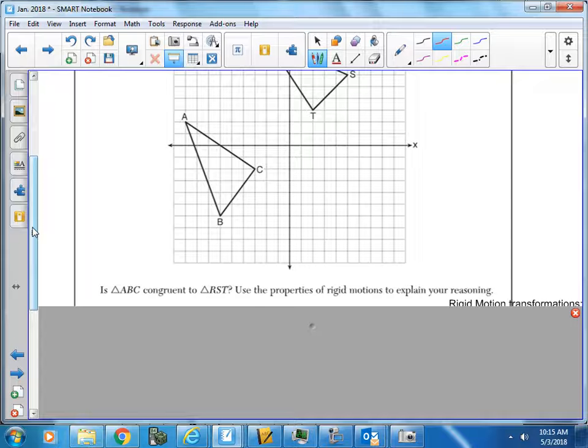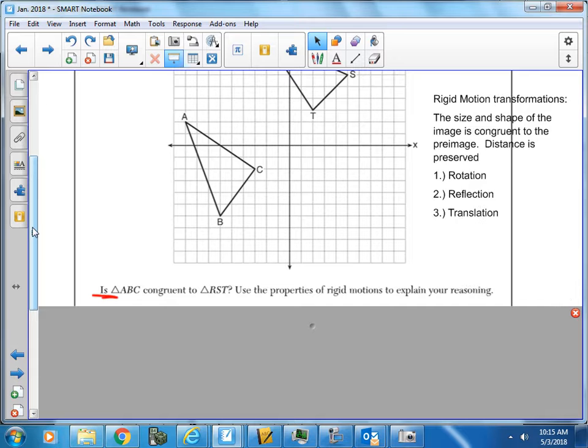Now, this question's a little different because they're asking you is. It's a question. It's not saying explain why. Many times that I've seen on these tests, it'll say explain why this triangle is congruent to this using the properties of rigid motions. Here it says is, so there's a chance that they're not congruent. So first thing we need to know, what about rigid motion transformations?